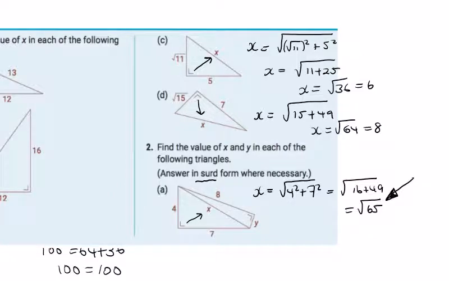So now we're looking for y here. We're looking for the straight side, so we just say that y is equal to the square root of the diagonal squared, which was the x. So 65 minus 8 squared, if you want to write it like that, or you could put in surd form root 65 to be squared, and that's going to be the square root of 1, which is equal to 1.